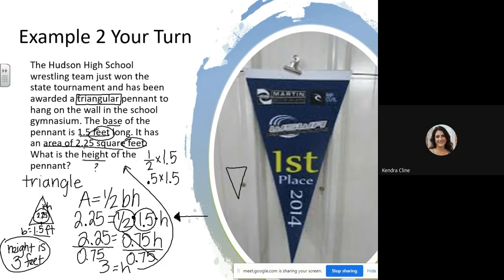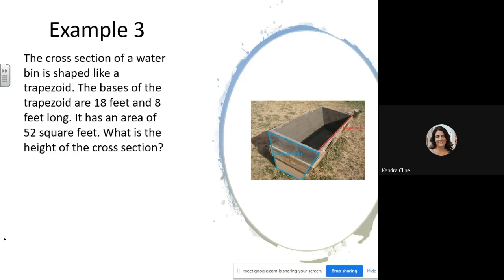Okay, again, if you need more time, pause the video. We're going to move on to example 3. Example 3, you're going to write example 3 on your paper.